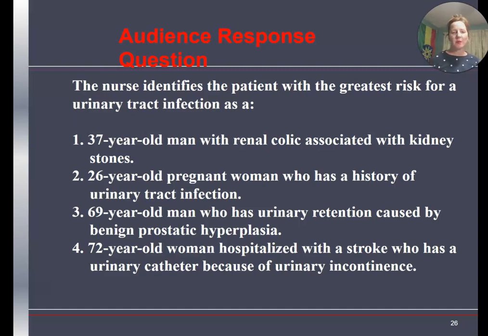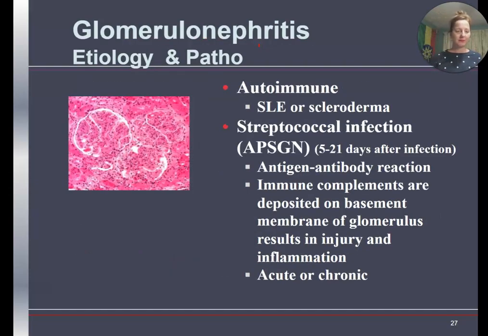Or is it the 72-year-old woman hospitalized with a stroke who has a urinary catheter because of urinary incontinence? Beep, beep, beep, ding, ding, ding, whatever you want to say here. That urinary catheter, that's our smoking gun. And any one of these, of course, could have a UTI, but the person who actually literally has a plastic tube going into their bladder where bacteria can travel up, that's going to be your smoking gun for that one.